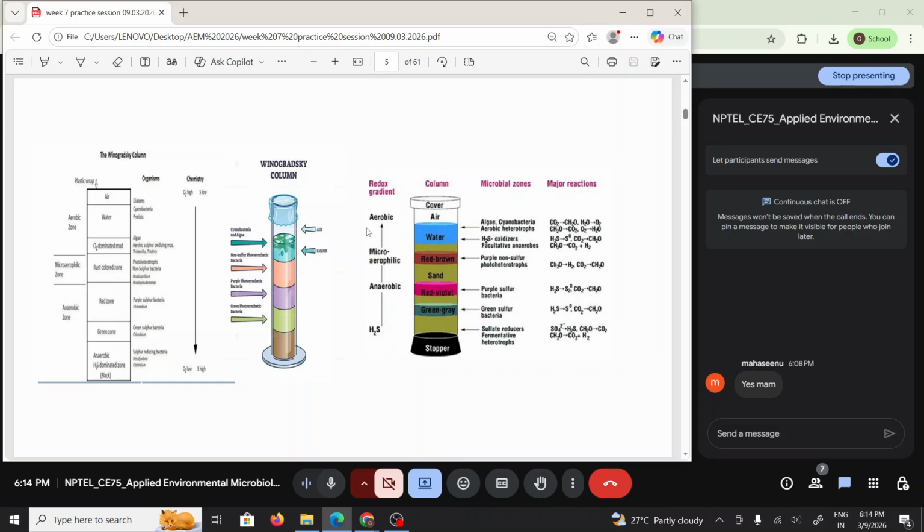Apart from this, the oxygen gradient also simultaneously creates a redox gradient as well, because the terminal electron acceptor for the organism is also going to change. Therefore, algae is a photosynthetic organism, so you will find it in the top layer. I hope it is clear.